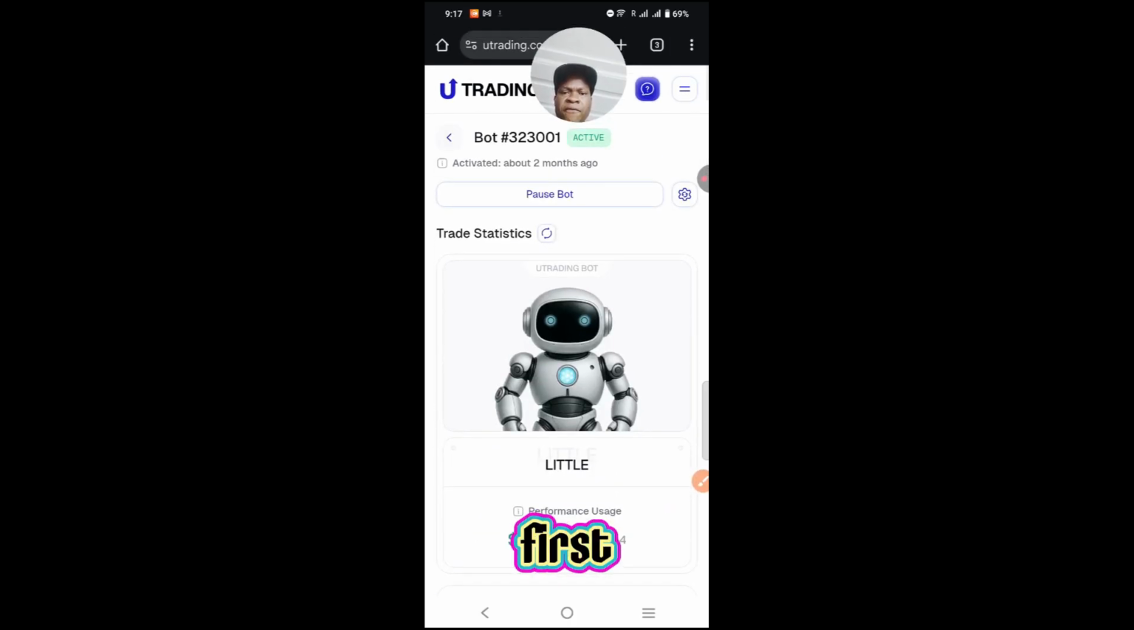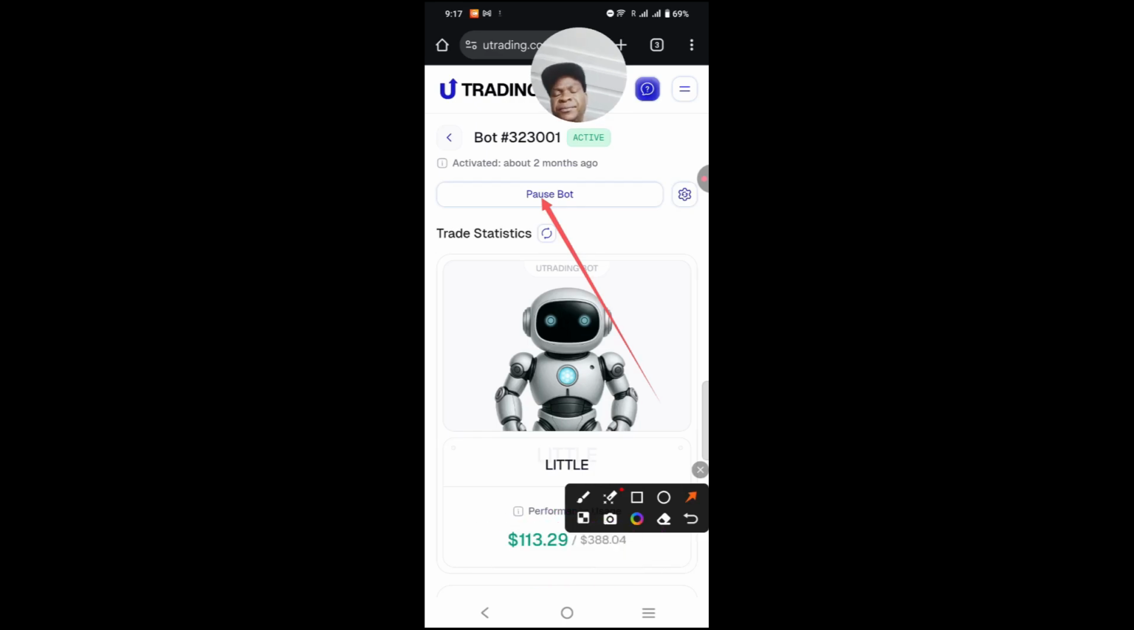First thing first, you need to pause your robot. Why will you have to pause your robot before you withdraw your money? Because this is not the platform from which you make your withdrawal. You make your withdrawal on the exchange. Remember, you have to deposit your money on the exchange to allow the robot to trade. When you deposit your money, you connect the robot, and then the robot will begin to trade on the exchange. So this is just a mirror of what is on the exchange. The open orders you saw are a mirror of what is happening on the exchange, right?